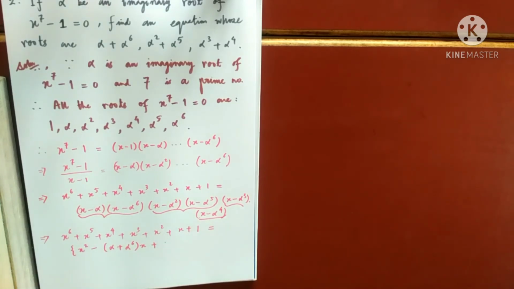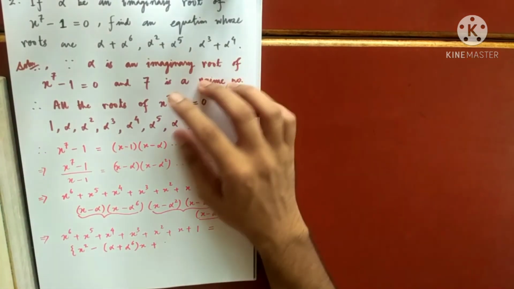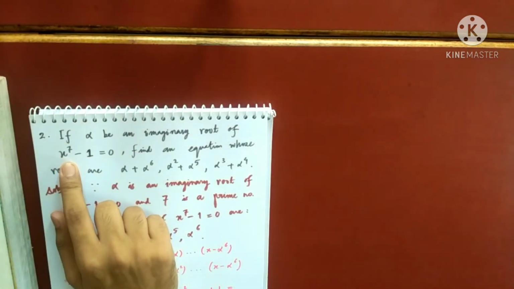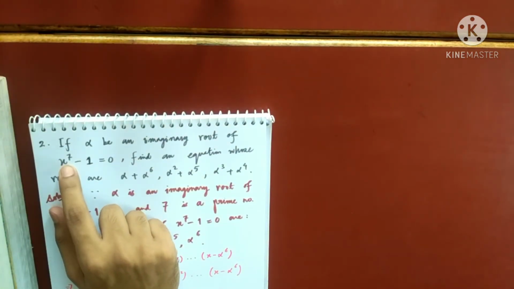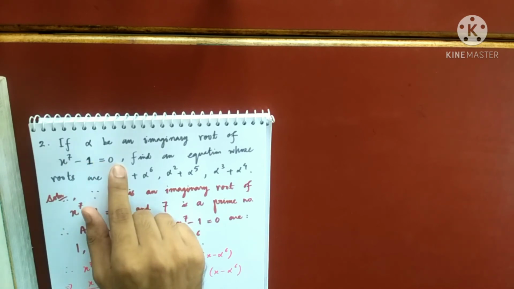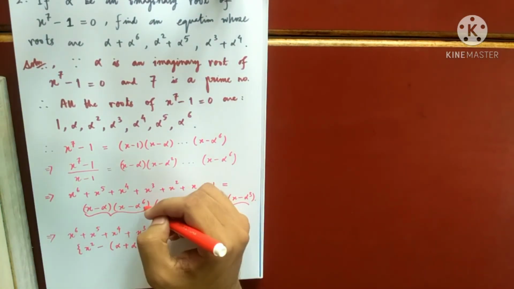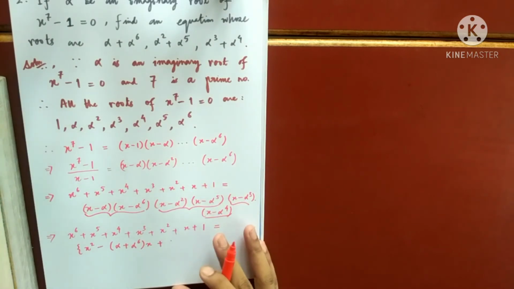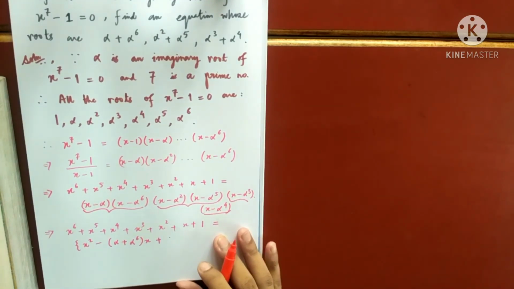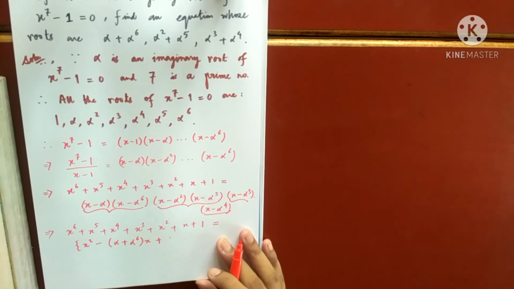And what is alpha to the power 7? Anybody who can tell me? What is alpha to the power 7? Yes, because alpha is the imaginary root of this equation. If you put alpha here, so alpha to the power 7 minus 1 equals to 0. So alpha to the power 7 is 1. So after multiplying, what I am getting? Alpha into alpha to the power 6, which is alpha to the power 7. But I know that alpha to the power 7 is 1. So this is 1.